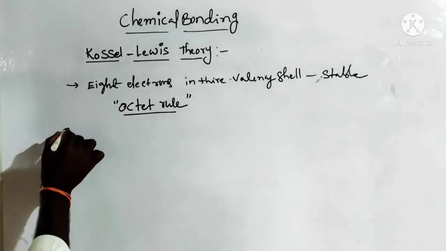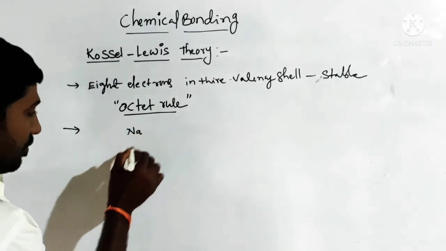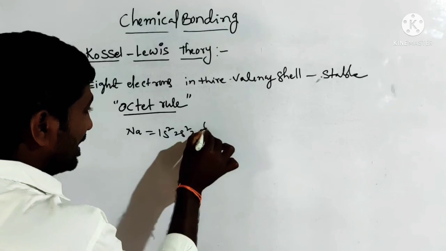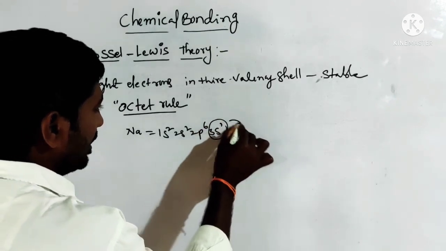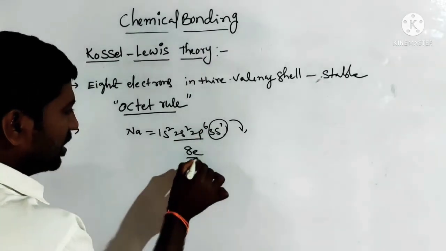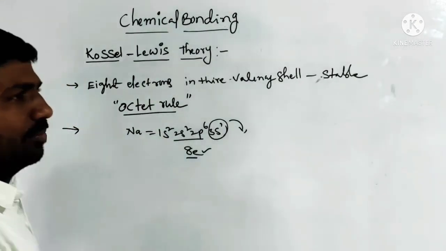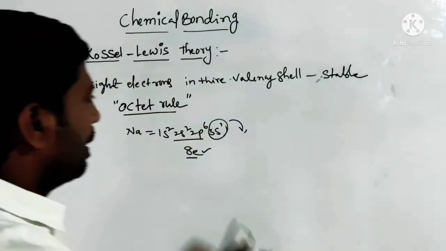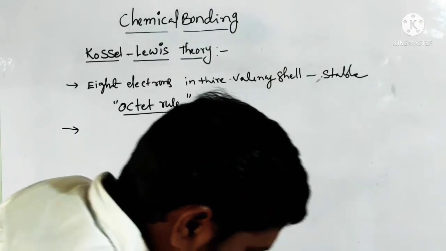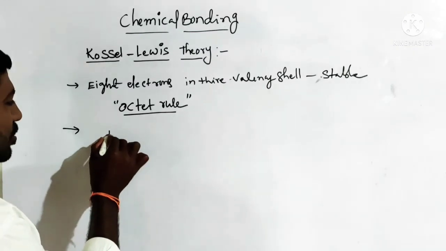Next, some elements lose electrons. For example, Na has electronic configuration 1s2, 2s2, 2p6 and 3s1. When sodium loses this one electron, the valency electrons become 8, that is 6 plus 2, because the second shell is now the valency shell. When it loses electrons, it is a transfer of electrons, to obtain an octet, and this transfer of electrons we call electrovalency.